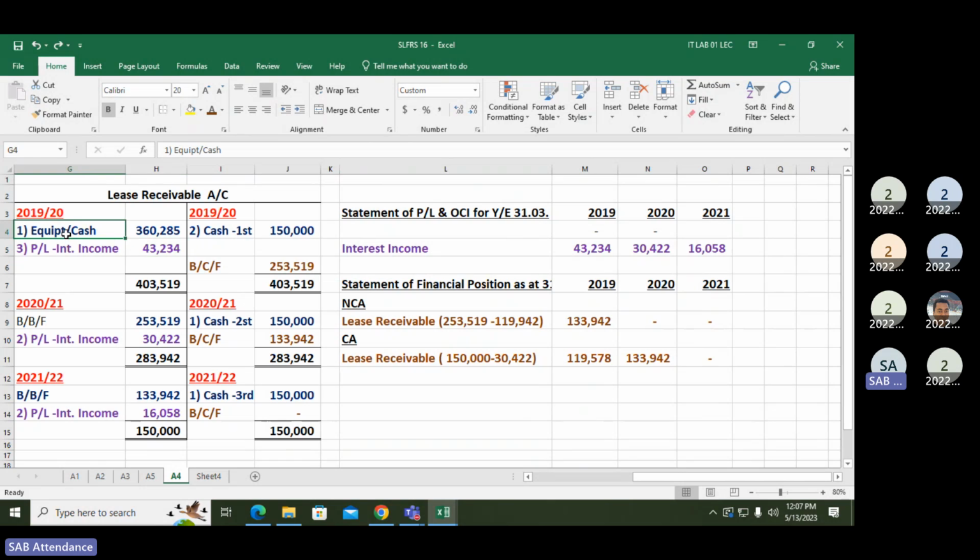So in a finance lease, the lessor derecognizes the original asset, equipment, machinery, vehicle, whatever, should be derecognized.